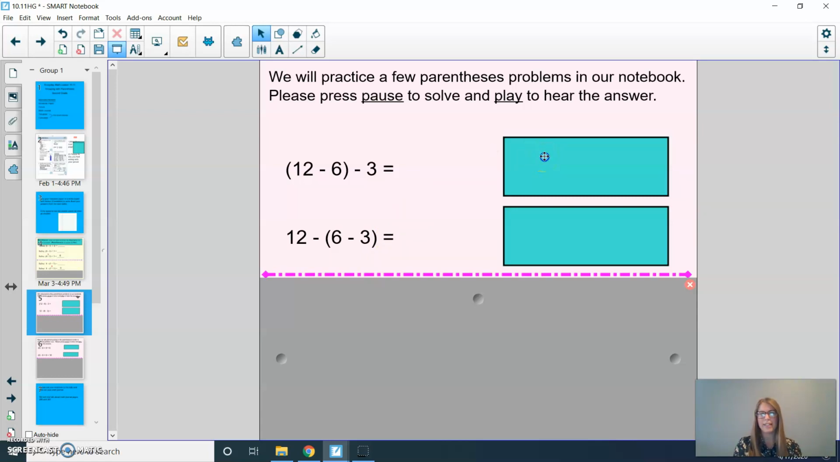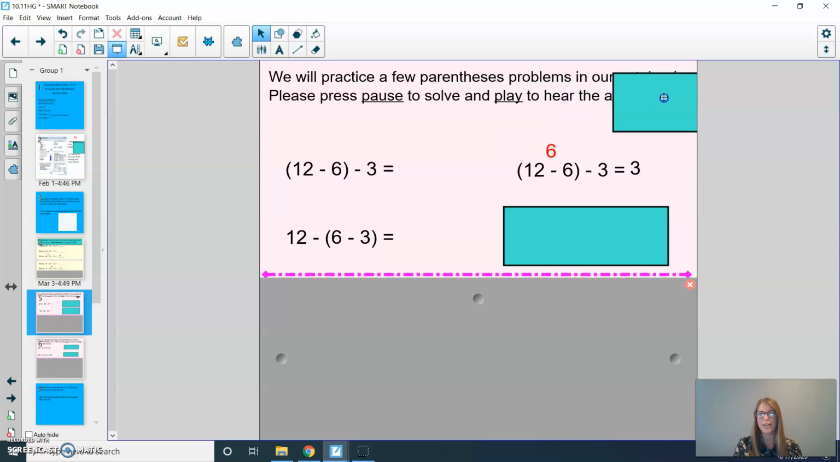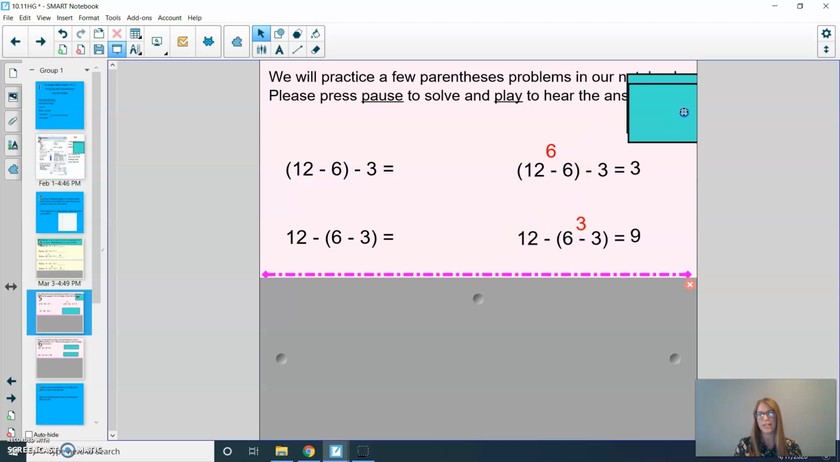So when I'm solving 12 minus 6 minus 3, I know that 12 minus 6 is 6, and then 6 minus 3 is 3. Now, if I do it the opposite way and do 6 minus 3 first, well, 6 minus 3 is 3, and then 12 minus 3 is equal to 9. So see how I got a completely different answer depending on what part of the problem I did first. Now, that's not always going to happen.